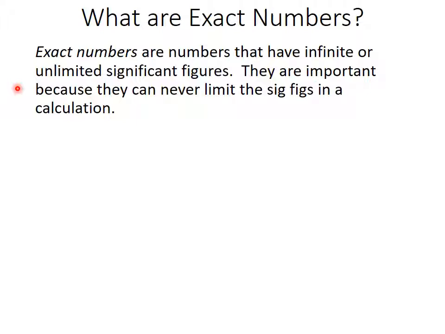Exact numbers are numbers that have infinite or unlimited significant figures. They are important because they can never limit the sig figs in a calculation. And as we've said before, you want to fight for every sig fig you can keep. So how do we identify an exact number?